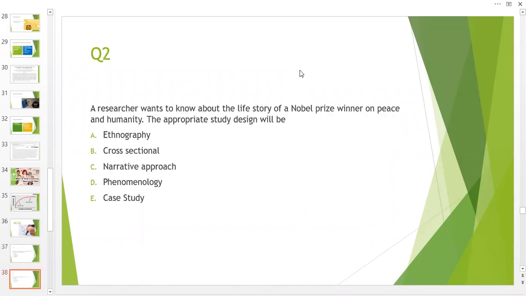A researcher wants to know about the life story of a Nobel Prize winner on peace and humanity. The appropriate study design will be D. Phenomenology. Yes, the correct study design is a narrative approach, because he wants to study the life story of a Nobel Prize winner.